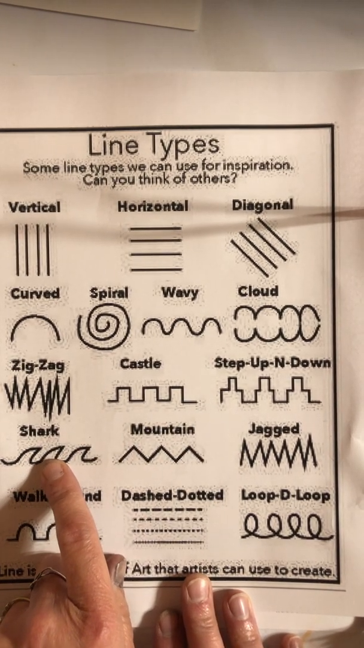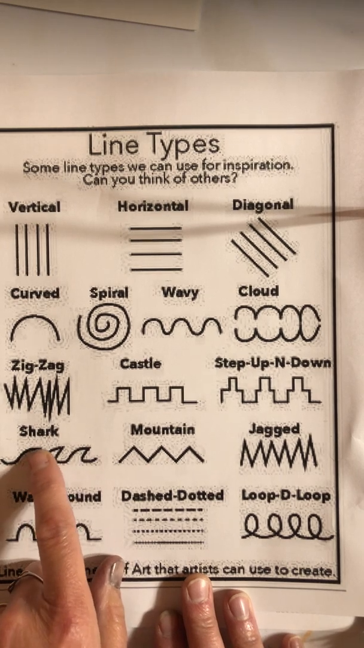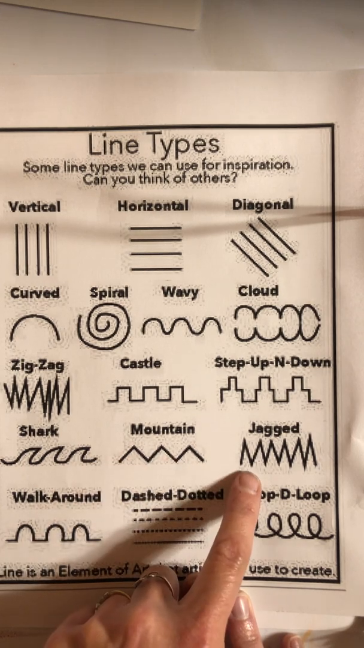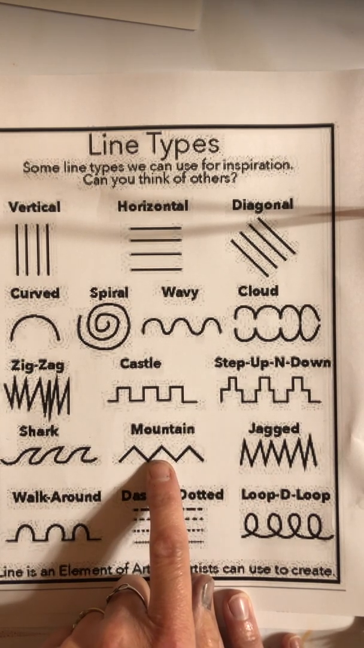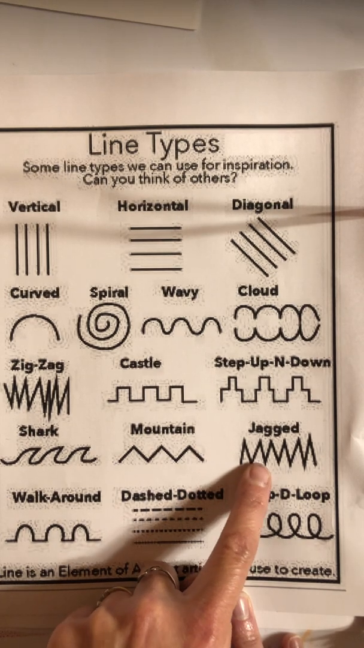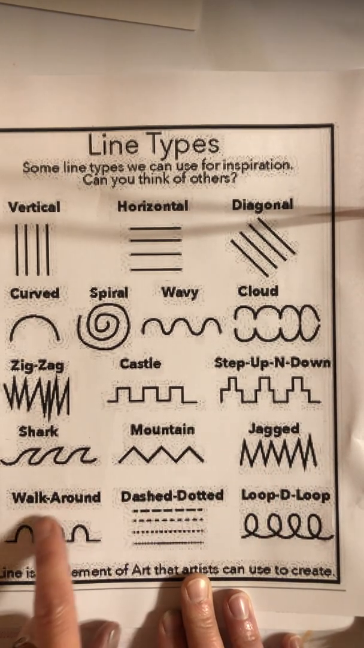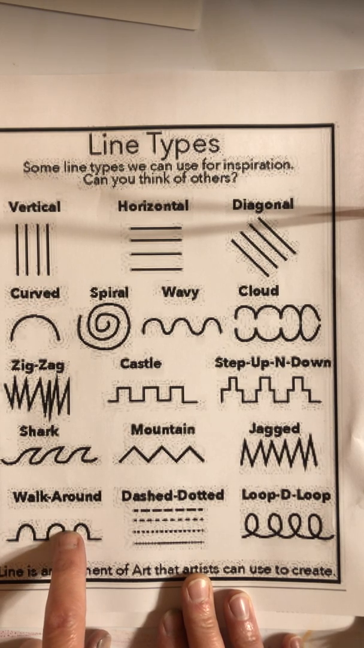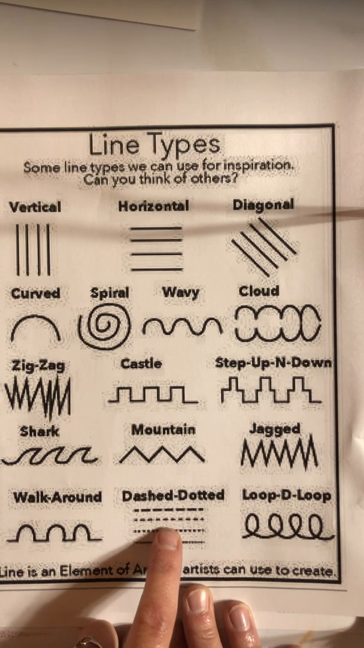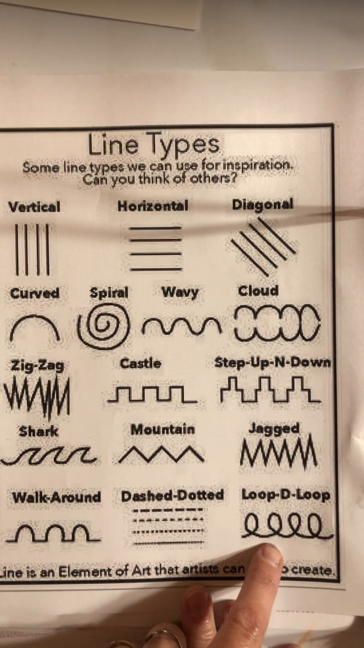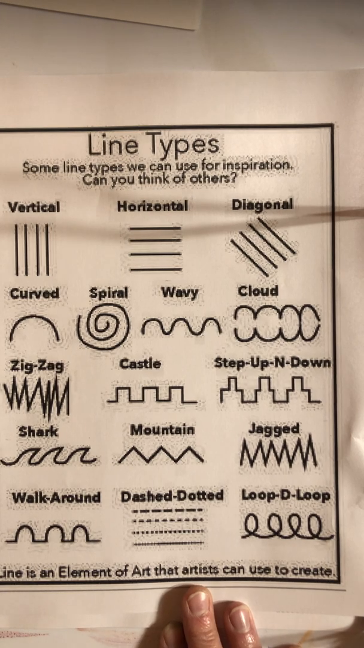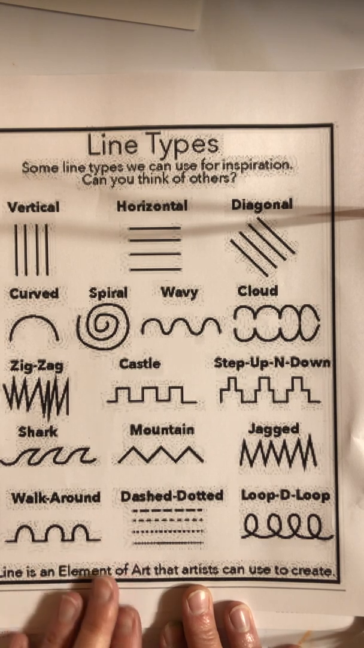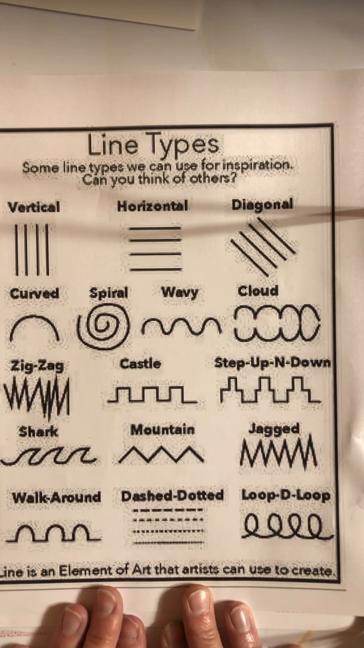There's shark fin lines. That's like a zigzag that kind of curves. There's mountain lines. There's jagged lines. The mountain lines are further apart. The jagged lines are closer together. There's walk around lines where you go around and then you go straight and then around and then straight. There's dashed and dotted lines. There's loop-de-loop lines. And there's so many other kinds of lines too, not just what you see on this paper. I bet you can think of a lot of other kinds.